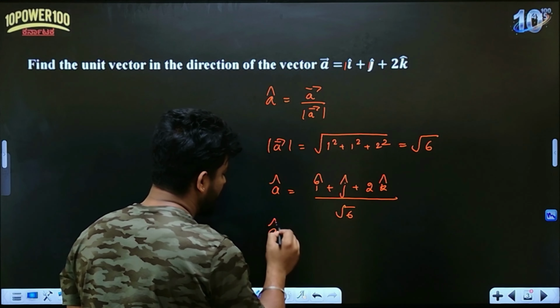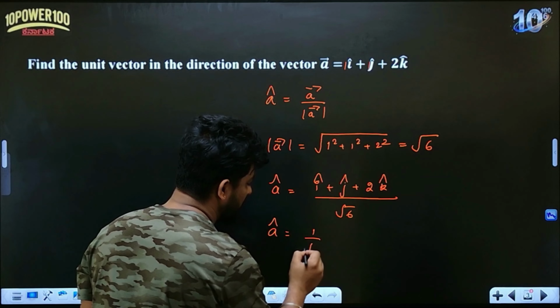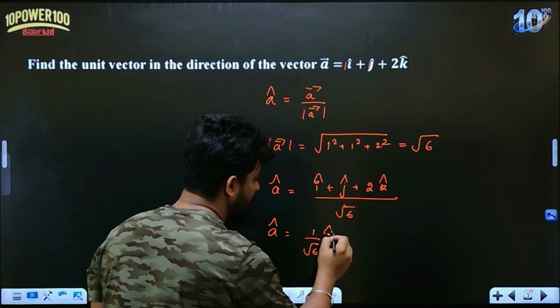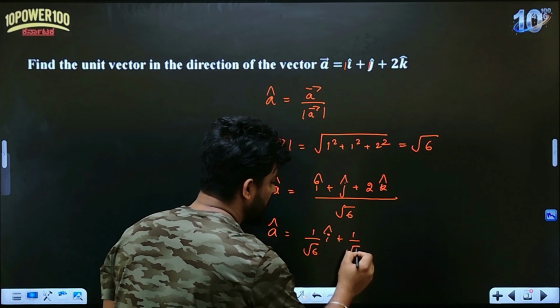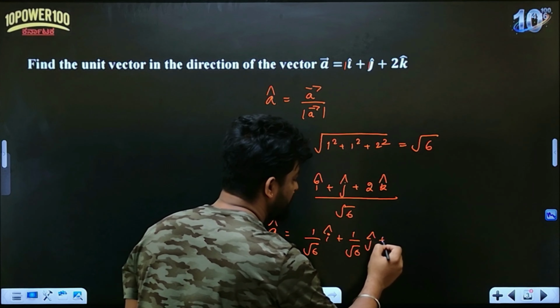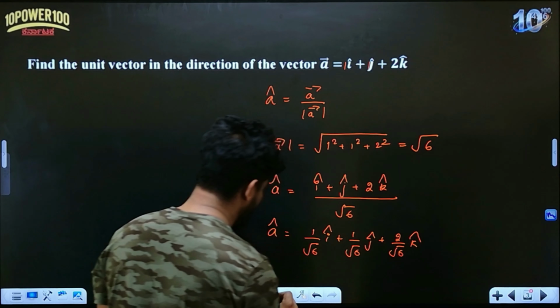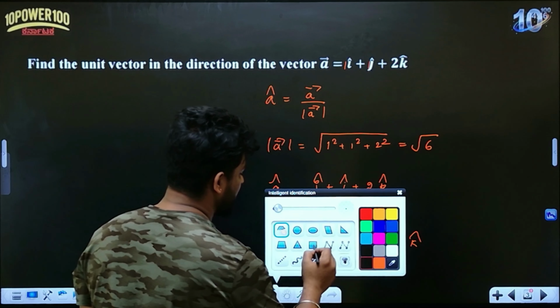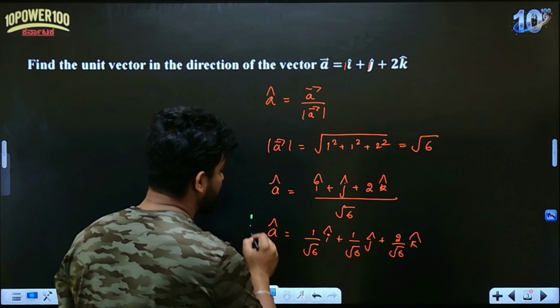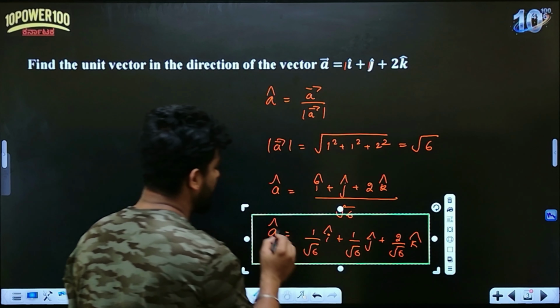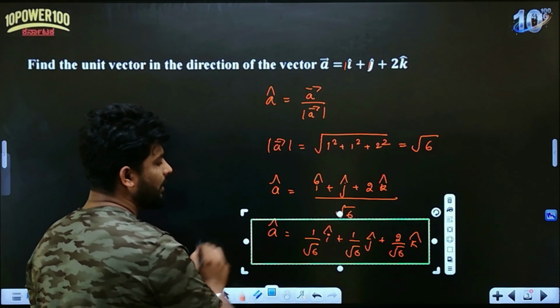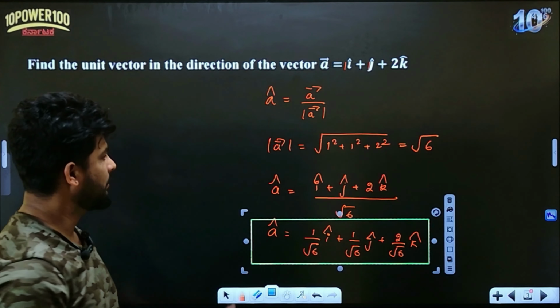Sometimes you may have seen solutions like this: 1 by root 6 I cap plus 1 by root 6 J cap plus 2 by root 6 K cap. Even this is also correct, children. Nothing to worry about, all are the same. Here we have split it. In the normal cases, we will not split it. So this is the A cap answer.